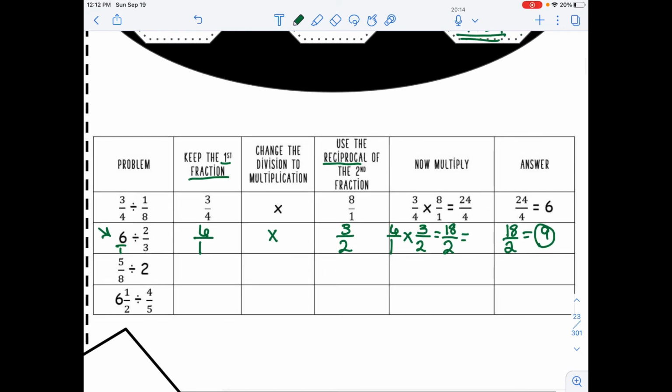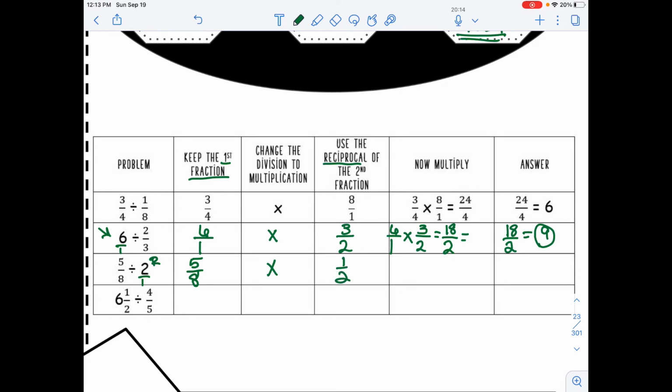So I'm going to keep the first fraction the same. Good job. So we have 5/8. And then I'm going to change the division to a multiplication problem. Good job. And then remember, I have a 2 right here. So that would be 2 over 1. I need the reciprocal of 2 over 1, which is 1/2.